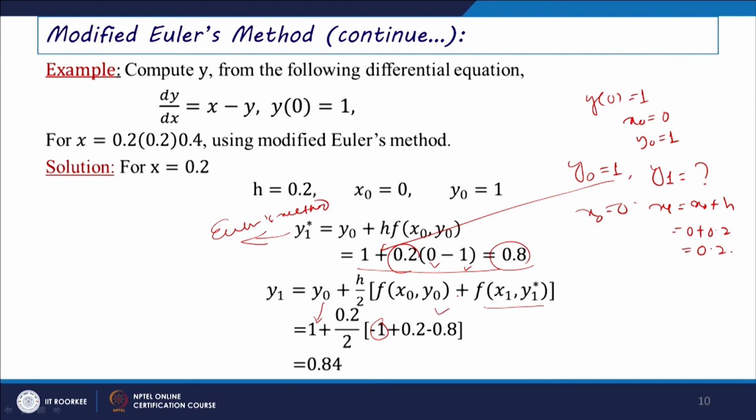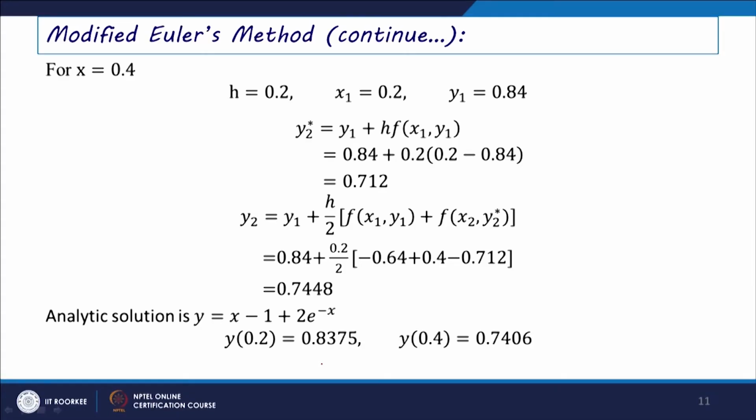So, the final answer is just coming as 0.84 here. For x equals 0.4, we can consider x1 as 0.2, then x2 equals 0.2 plus 0.2, that is nothing but 0.4 here. So at y at 0.4 especially, we can say this.